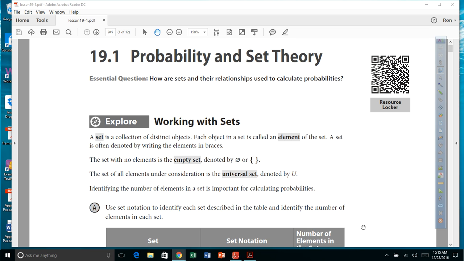Probability in set theory. Essential question: How are sets and their relationships used to calculate probability? Well, to calculate the probability of an event, you need to know the number of items in the set of outcomes for that event, as well as the number of items in the set of all possible outcomes. The theoretical probability is a ratio of those two events.